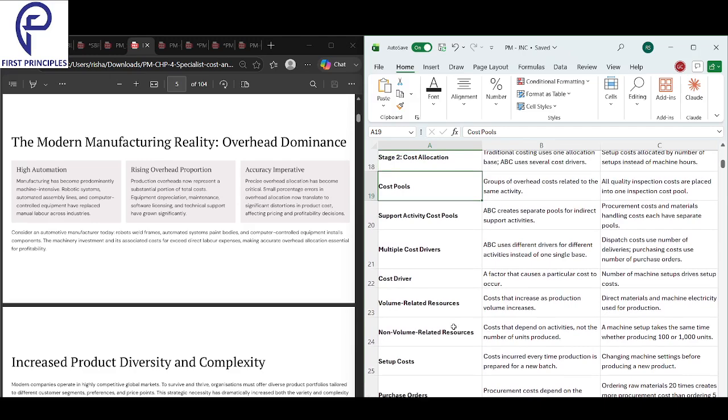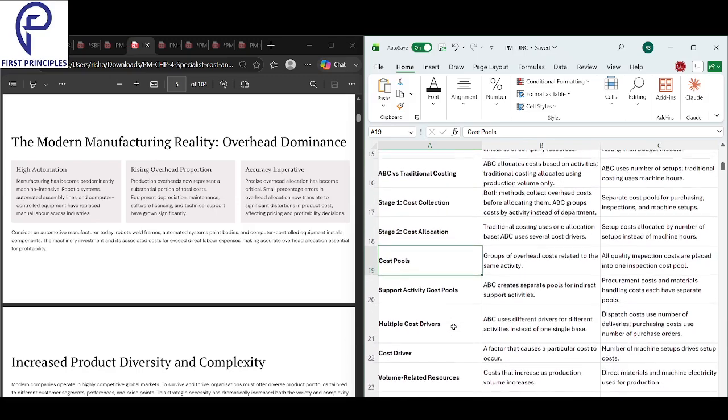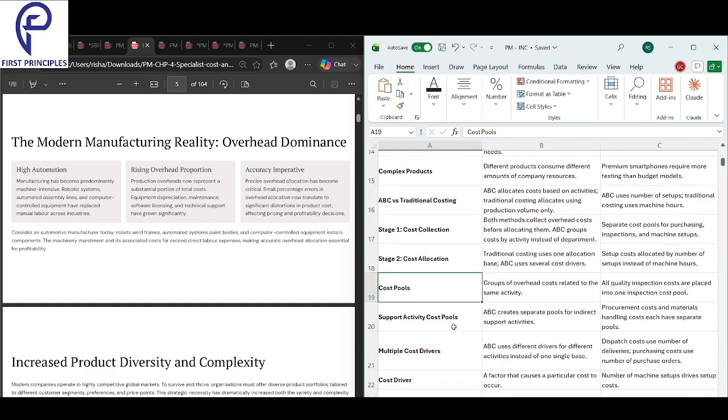Now to the cost pool. These are the two points we have understood. A cost pool is a group of overhead costs related to the same activity. A cost driver is anything that increases your cost. Two important things, two stages and two ideas: cost pool and cost driver.